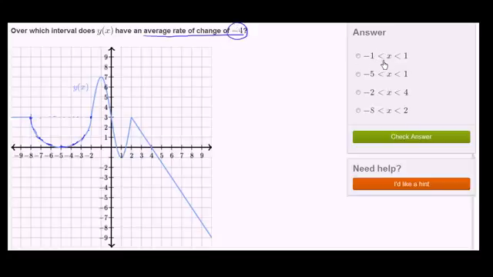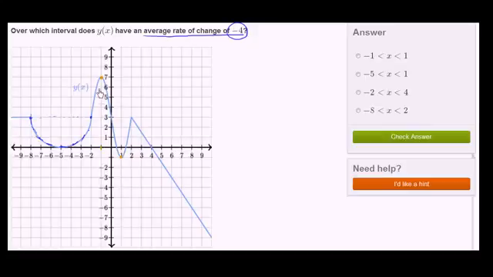This first interval is x is between negative 1 and 1. So this is x is negative 1. When x is equal to negative 1, y of x is all the way over here. Y of negative 1 is equal to 7. And then when x is equal to 1, our graph is down over here. Y of 1 is negative 1.